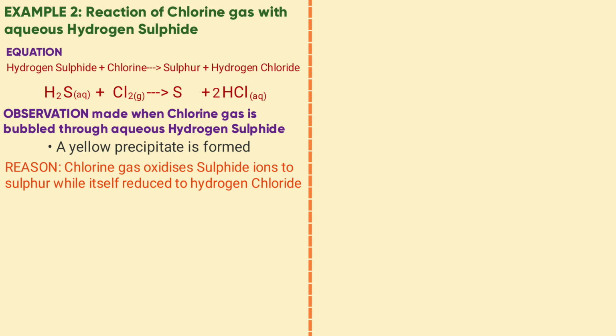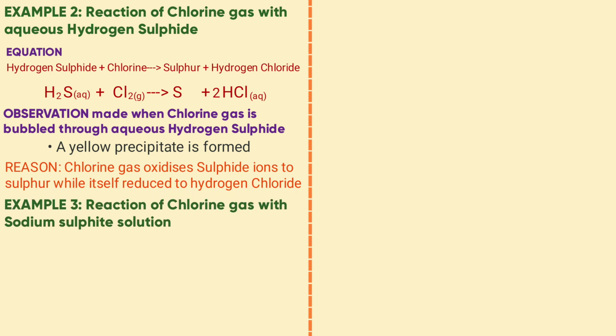Now, the last reaction, example 3, is the reaction with sodium sulfite. The chemical equation is chlorine plus sodium sulfite plus water, arrow, HCl aqueous plus sodium sulfate aqueous. Balance the equation: place 2 where there is hydrogen chloride.